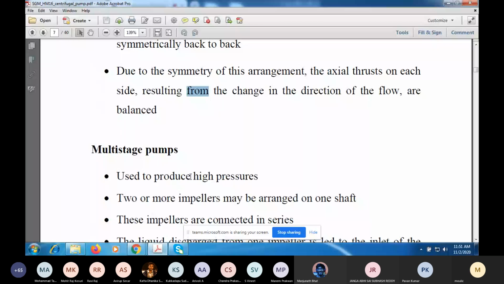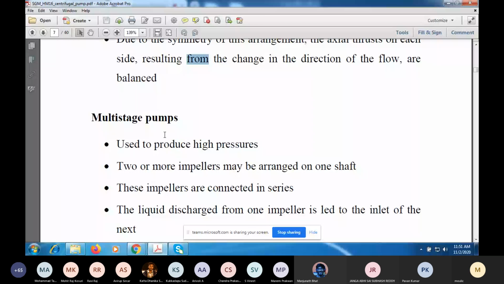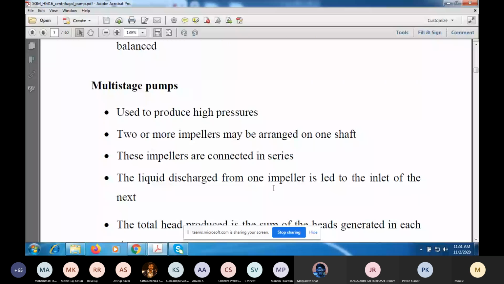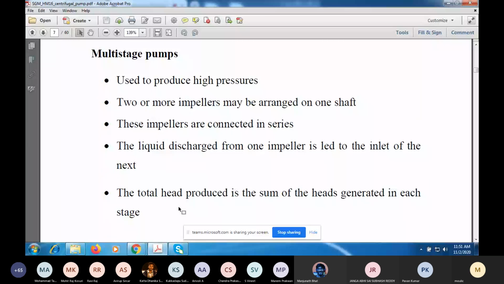Now sometimes you may have multi-stage pumps where there are two or more impellers arranged on one shaft and they are connected in series. So the fluid coming out of one impeller will be fed into the next impeller and so on. So the total head produced is the sum of the heads generated in each stage. If you look at just the difference between the outlet pressure and the inlet pressure, it will be much higher than the pressure rise across each stage of the pump.